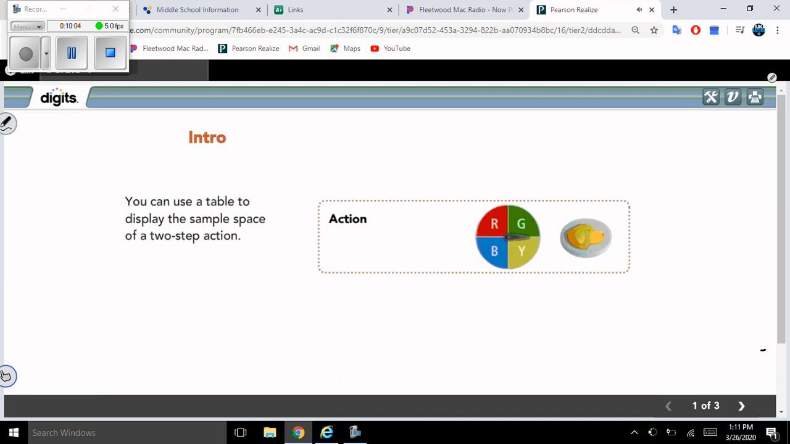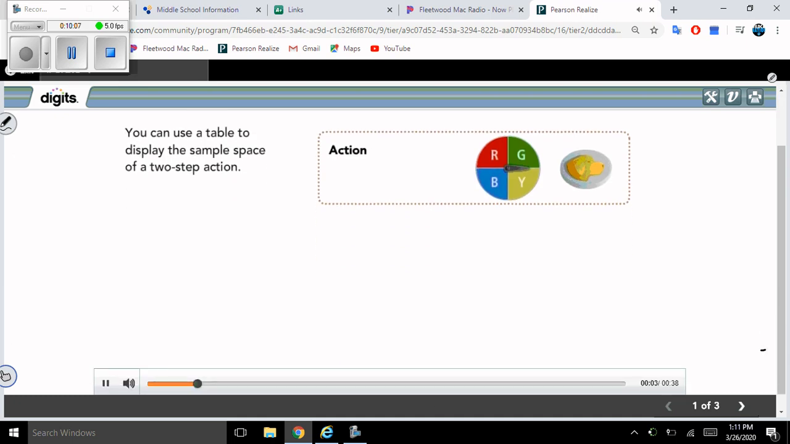You can use a table to display the sample space of a two-step action. All right, so I'm going to go ahead and take over here for her. If we create this table, we could create a table such that we had the two situations that are possible for the flip of a coin. So this one right here.